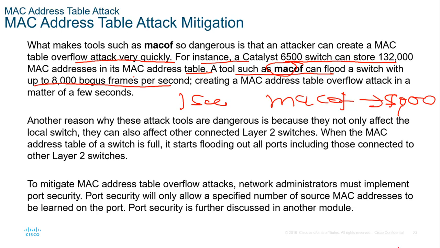So creating a MAC address table overflow attack takes just a matter of seconds; within about 3 seconds, the table will be full. Another reason these attack tools are dangerous is that they not only affect the local switch, they can also affect other connected layer 2 switches. In other words, the attack spreads across the network to other devices.